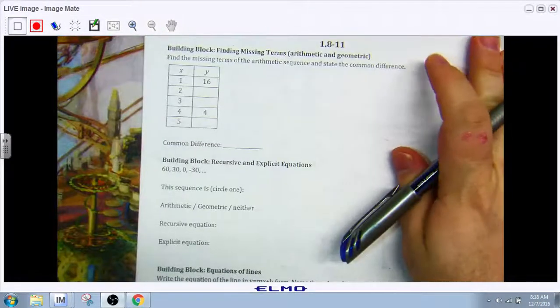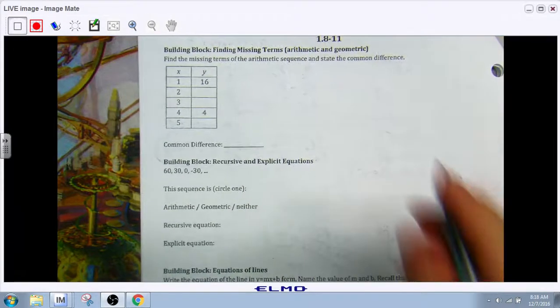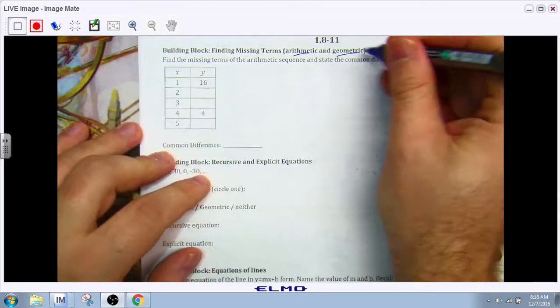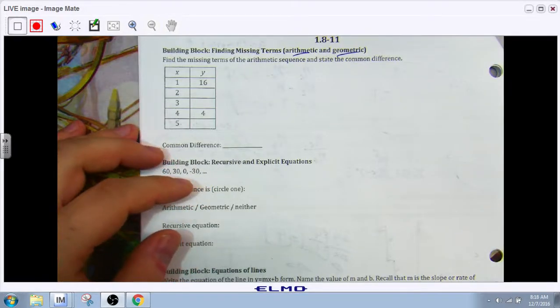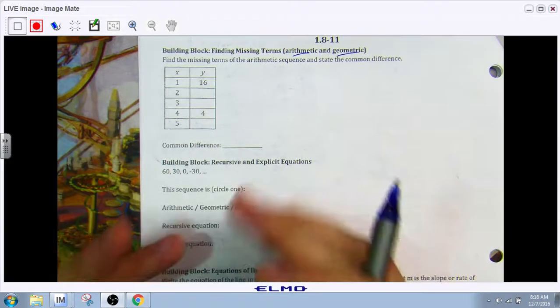So now we're going to do 1.8 through 11. So the very first building block is to find the missing terms of arithmetic and geometric sequences. I believe this one's an arithmetic. Yep. So we want to find the common difference. So this time we're not given consecutive terms. It's really easy when we're given consecutive terms. But unfortunately, we're not. So we have to kind of figure out what's going on here.